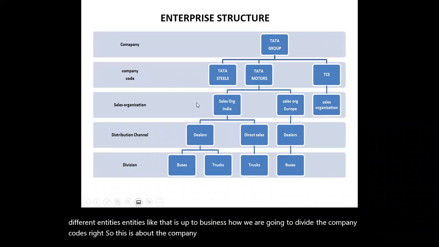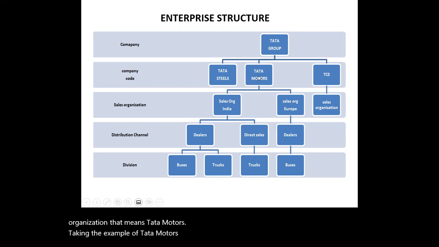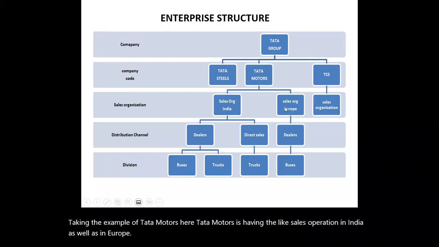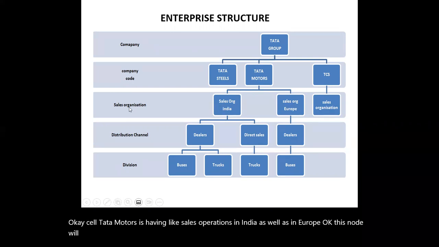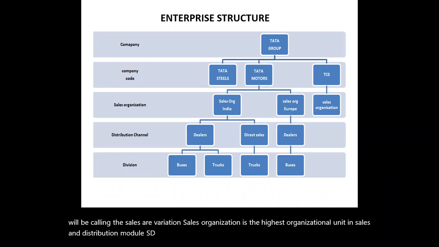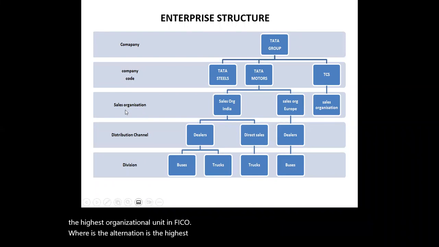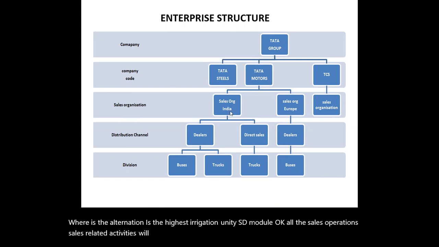Then we'll have the sales organization. I'm taking the example of Tata Motors here. Tata Motors has sales operations in India as well as in Europe. This node will be called a sales organization. Sales organization is the highest organizational unit in the sales and distribution model, the SD model. These are bread and butter. Company code is the highest organizational unit in FICO, whereas sales organization is the highest organizational unit in the SD module. All the sales related activities will be updated under the sales organization level only.